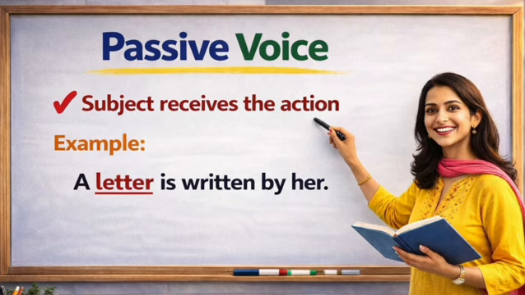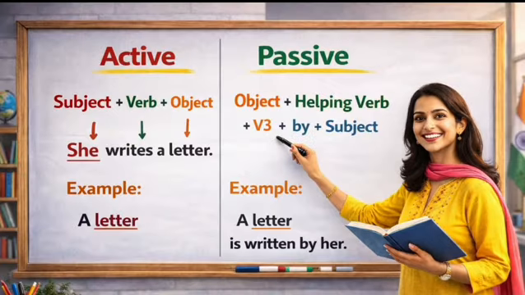So now let us compare the structure of both types of sentences and see the main difference. In active voice, the subject is active, meaning the subject comes first, and in passive voice, the object comes first, meaning the object becomes active. So this is the basic rule of voice change.